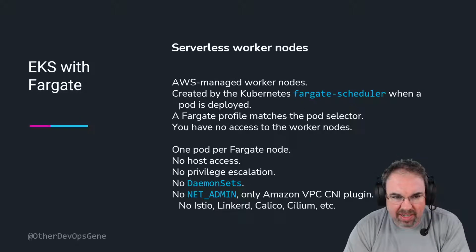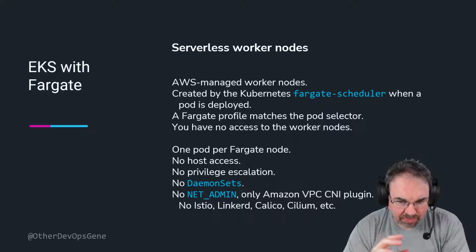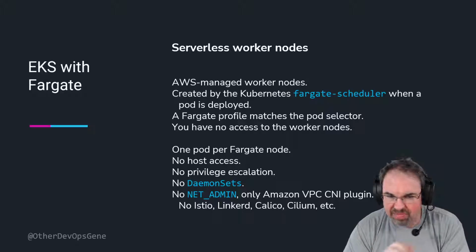So Fargate with EKS is just serverless worker nodes. EKS manages the worker nodes. You don't have access to them. You don't need to do anything with them. They spin up automatically. So you're getting out of having to deal with the control plane by using EKS. You get out of having to deal with the worker nodes by using Fargate.